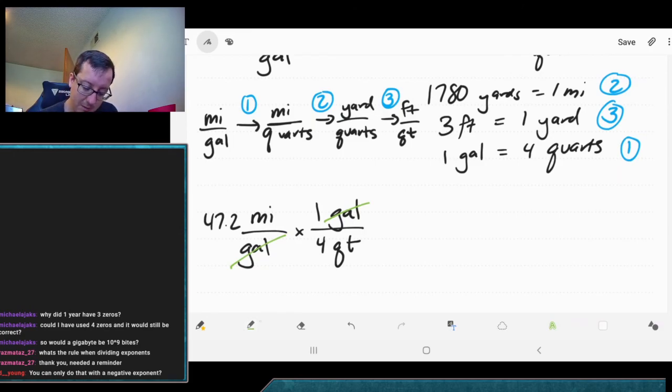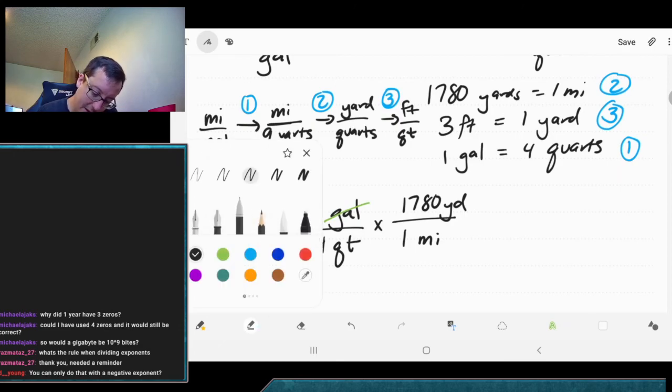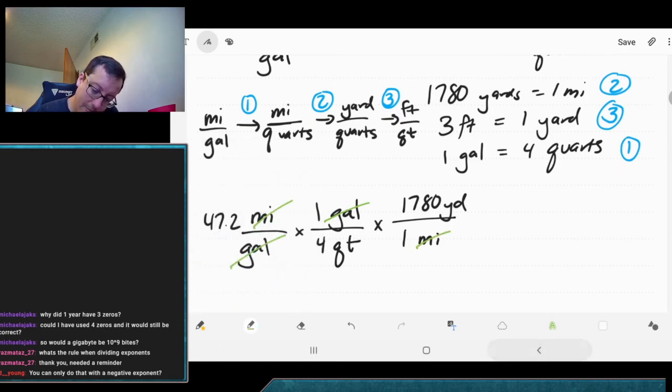We have 2 minutes left. Let's get through the last little bit here. Now our bottom unit is where we want it, so we're not going to mess with quarts anymore. We have miles. We want yards. We have our conversion factor. 1 mile, 1780 yards. Miles cancels out. We're currently now in yards per quart.